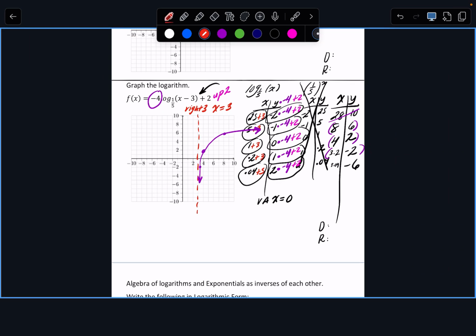So what's the domain it looks like now? It is from 3 to infinity, and our range is negative infinity to infinity for all logs. Okay? Good stuff. Great stuff.